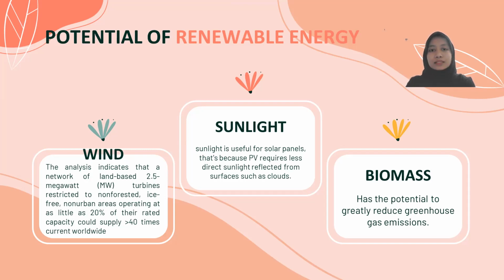And the second is sunlight. Due to the location of the Earth in relation to the Sun, an average flux of 1358 watts of solar energy fills every square meter of space above the Earth. The sunlight is useful for solar panels, because photovoltaics require less direct sunlight and can use light reflected from surfaces such as clouds. And the third is biomass. Biomass has the potential to greatly reduce greenhouse gas emissions.